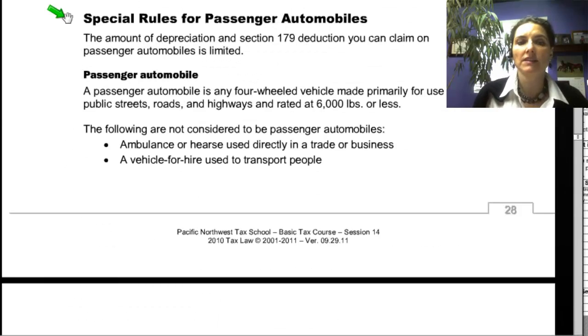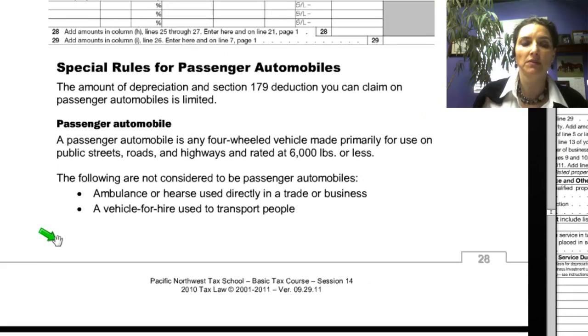Special rules for passenger automobiles. The amount of depreciation and Section 179 deduction you can claim on passenger automobiles is limited. A passenger automobile is any four-wheeled vehicle made primarily for use on public streets, roads, and highways and rated at 6,000 pounds or less. The following are not considered to be passenger automobiles: ambulance or hearse used directly in a trade or business, or a vehicle for hire used to transport people.